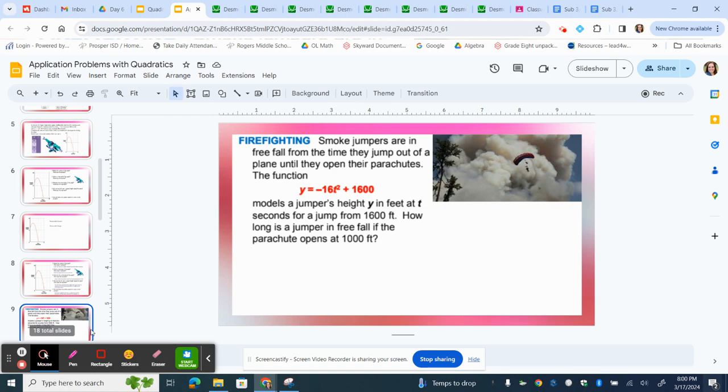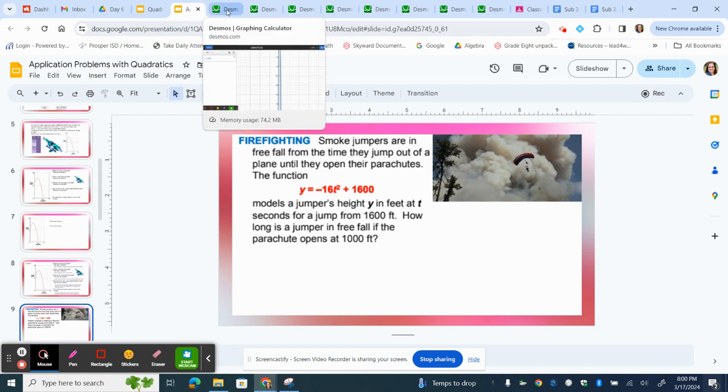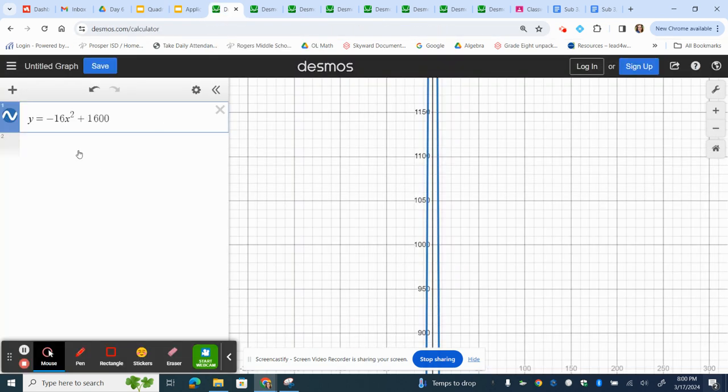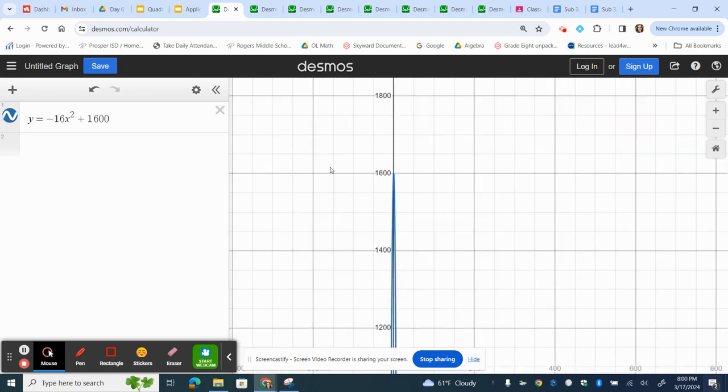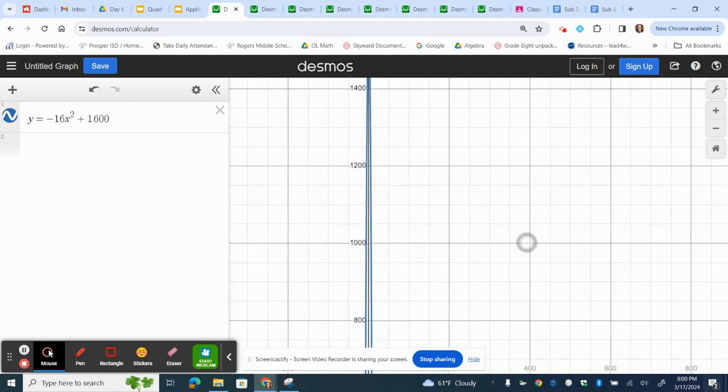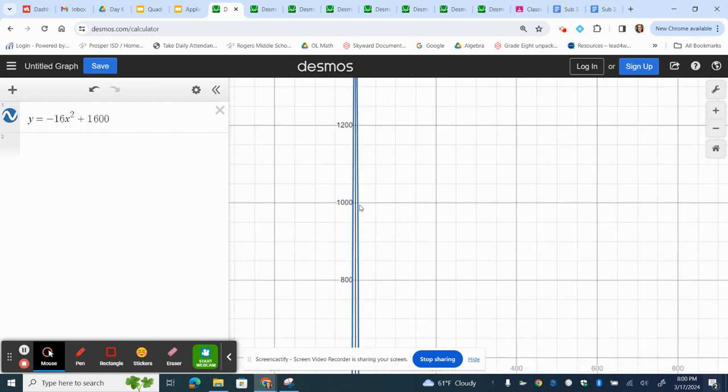So let's go ahead and enter that into Desmos. Now remember, we can only use x and y when we're entering it into Desmos. So I've already typed this in for us. And if you notice, I changed my t to the value for x. And I'm going to go ahead and take a look at this parabola. Now, remember, he's up here at the airplane when he drops off. And it said, how long did it take him to go into free fall? So we're going to go to 1,000 feet.